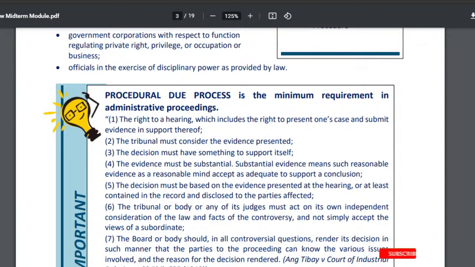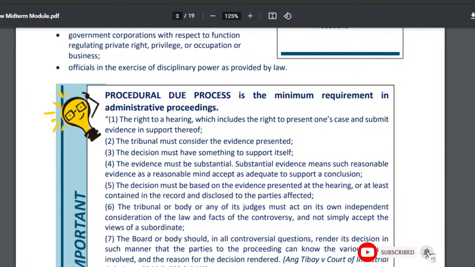So the tribunal, when you say tribunal, we are not actually referring to the court, okay? Because when you say court, it's actually the court under the judicial branch of government. Sa ato ang mga courts, judicial na siya, sa judiciary na siya. When you talk of administrative agencies, these are not courts, okay? Even if they are given this judicial function, they are not courts which are under the supervision of our judiciary, okay?